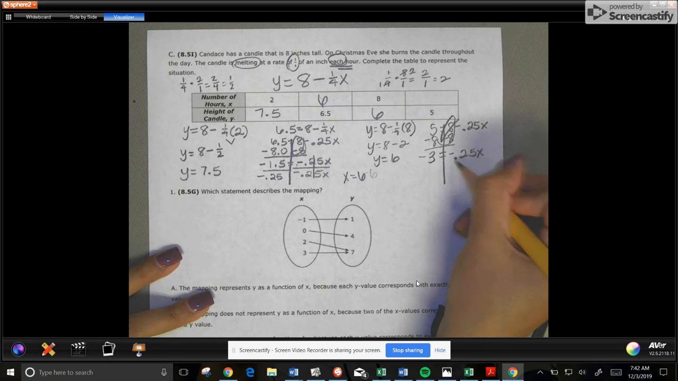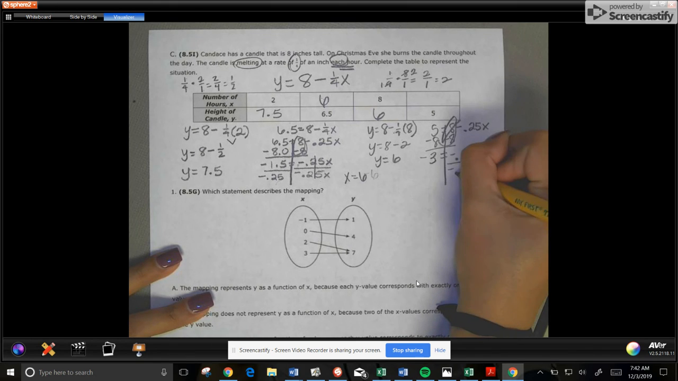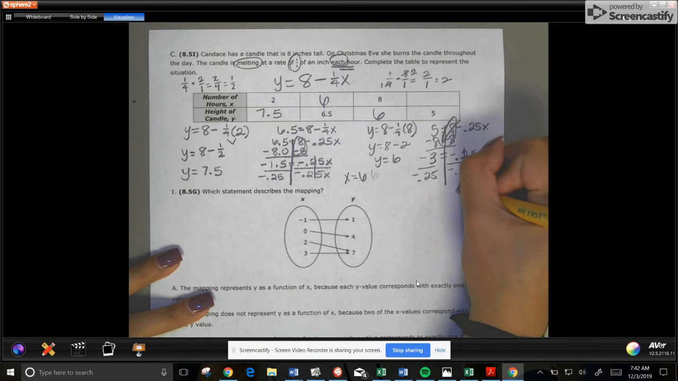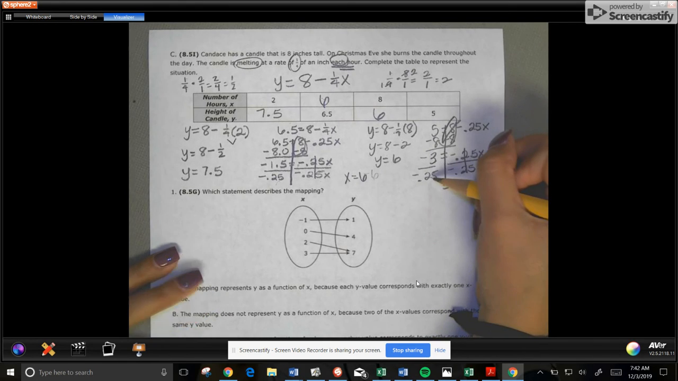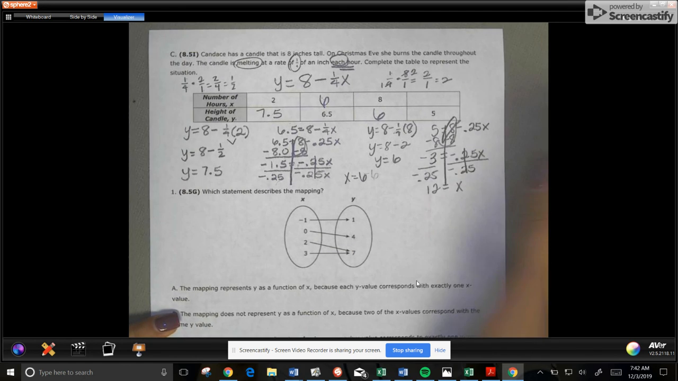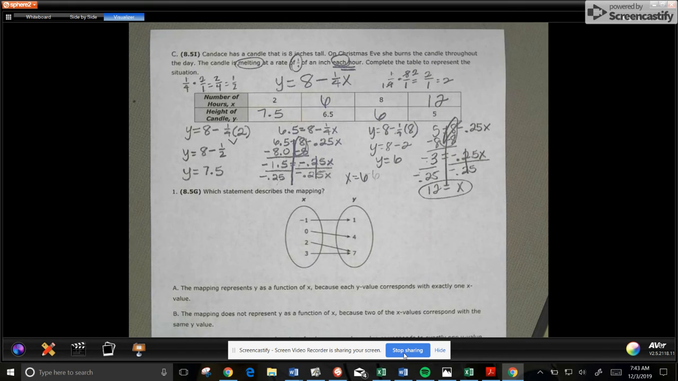And again, these are multiplying together, so I need to divide by a negative 0.25. And I get x equals, again, I can think about this as how many quarters go into $3. And when I think about it that way, I get 12. And a negative divided by a negative is a positive. So I should have 12 in my x column on that table.